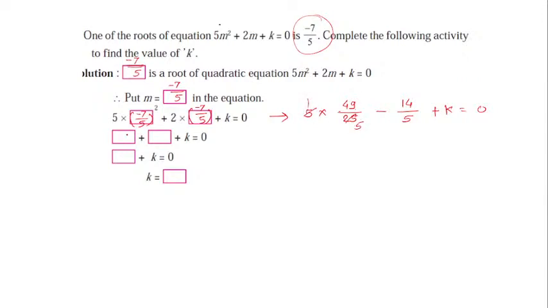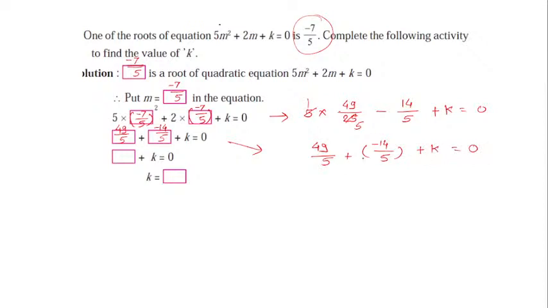So we have in the first bracket 49 divided by 5. Now here the plus sign is taken and we have got the value minus 14 by 5. So in the bracket we should have minus 14 divided by 5. Now if we again solve this, we get 49 divided by 5 plus minus 14 divided by 5 plus k, that is equal to 0.